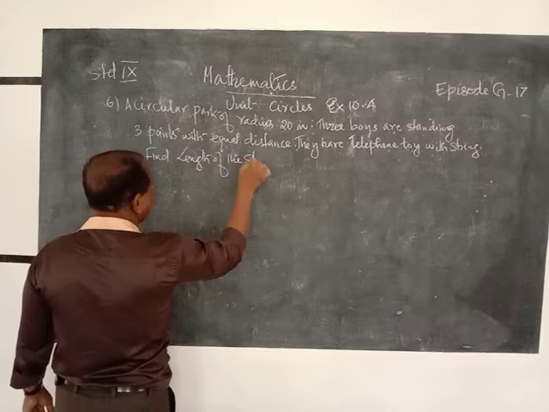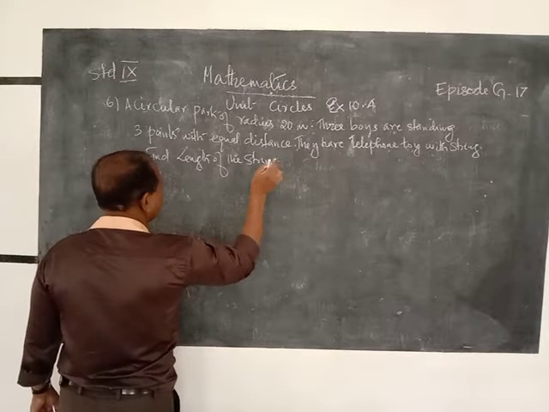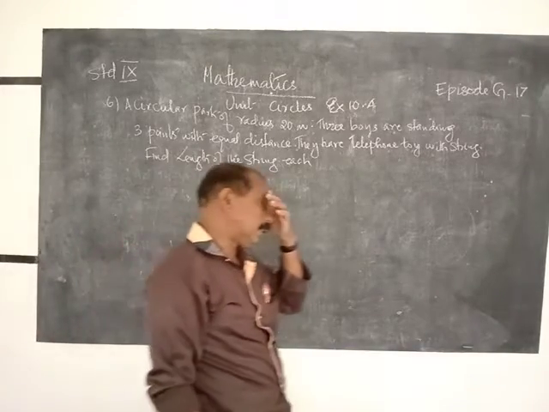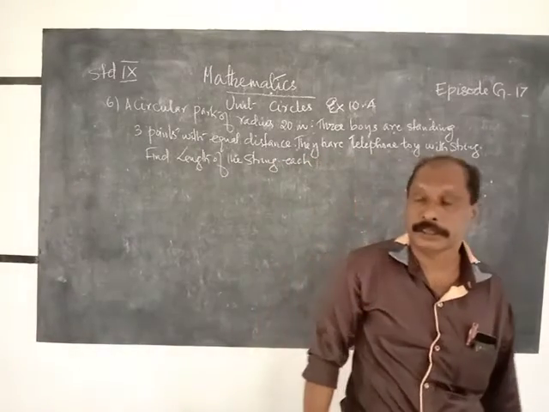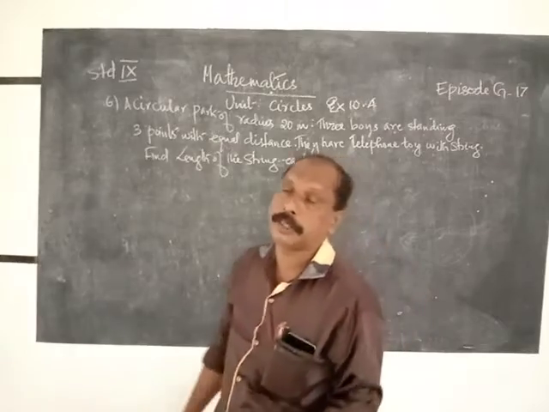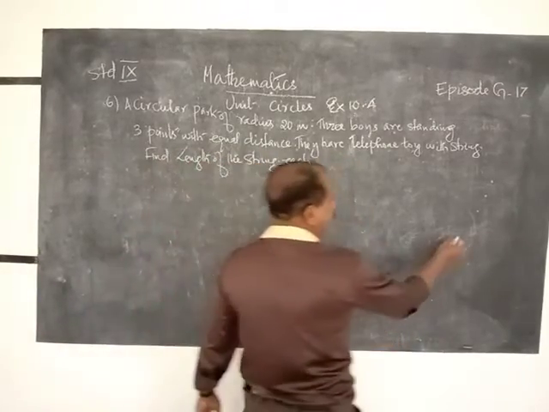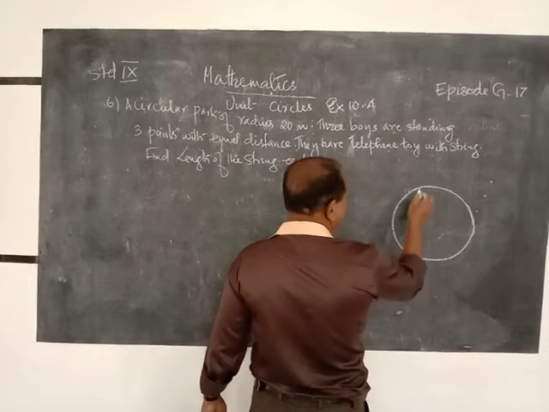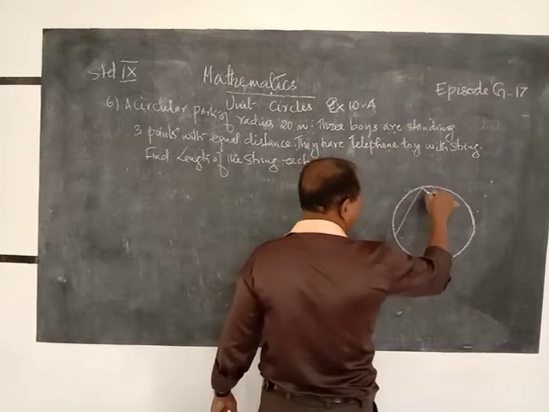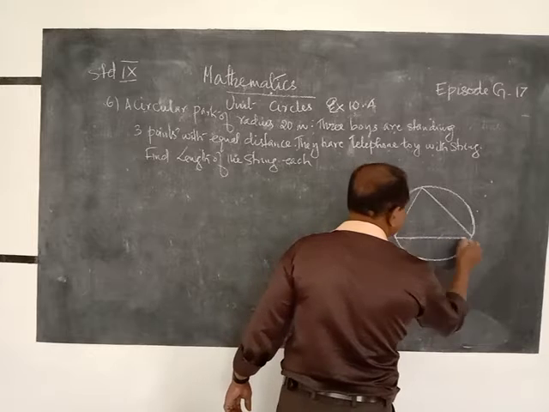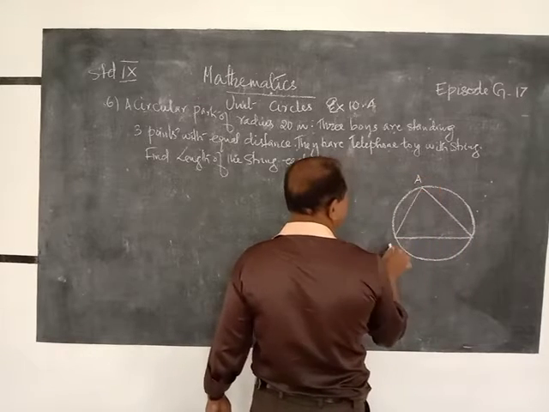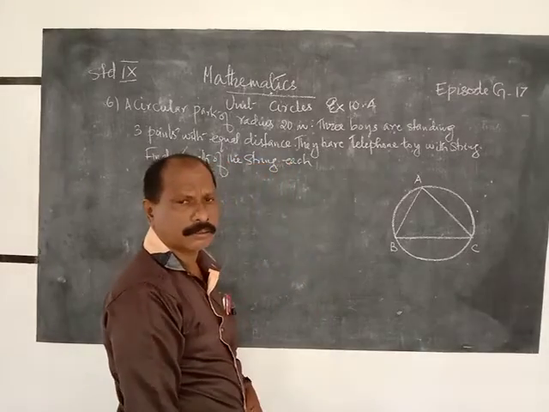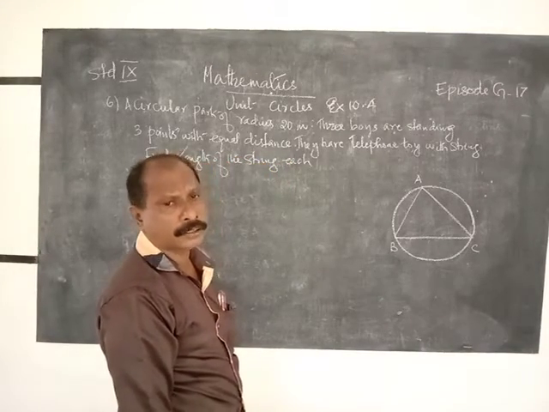They are equal. That means they are sitting at the 3 points with equal distance. Therefore, the length of the string will always be equal. Therefore, this is the figure for that question. There are 3 points with equal distance, that is ABC. Therefore, they are equal. That means it is an equilateral triangle.